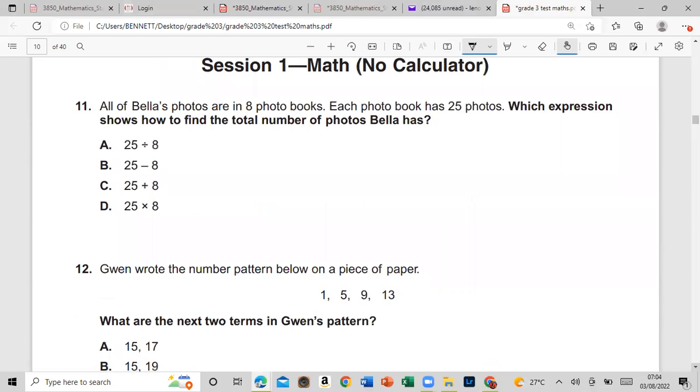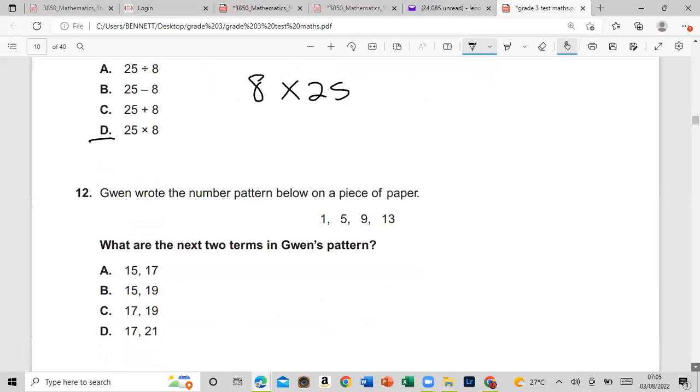All right, let's look at 11. All of Bella's photos are in 8 photo books. Each book has 25 photos. Which expression shows how to find the total number of photos Bella has? So Bella's photos are in 8 books. Each photo book has 25. So we're gonna multiply. So they turn it around and say 25 times 8. It's the same. All right, let's look at 12.